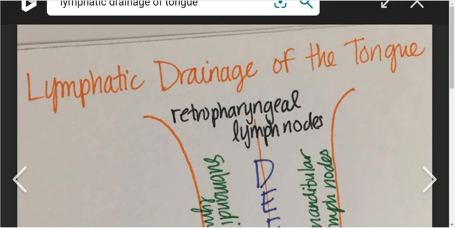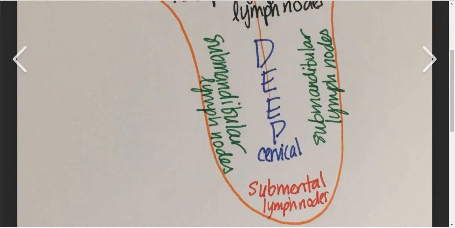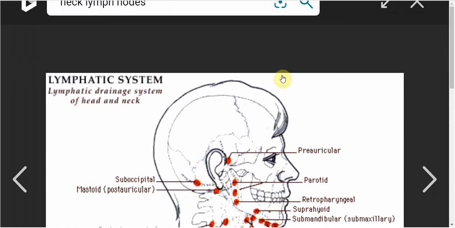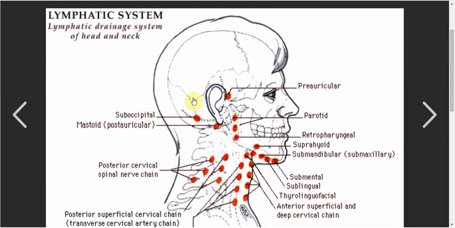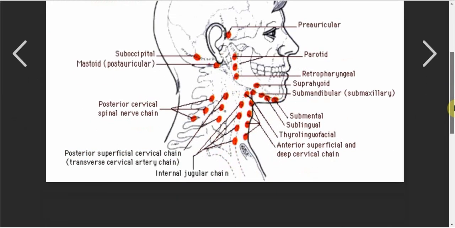See if I can find another interesting image. This is the lymphatic drainage of the pre-auricular, the mastoid, the occipital. You can see the submandibular, the submental. You can also see the anterior superficial, and you can see the lateral superficial cervical.